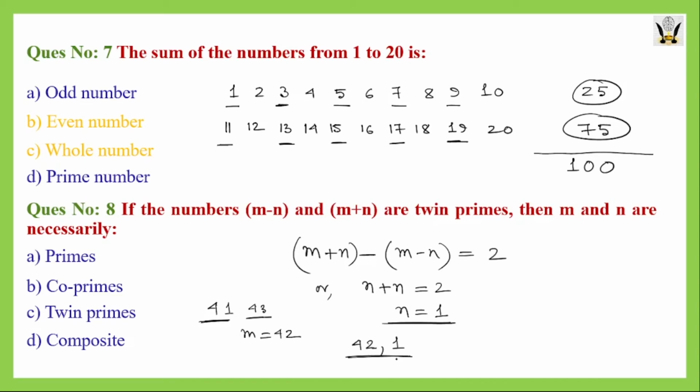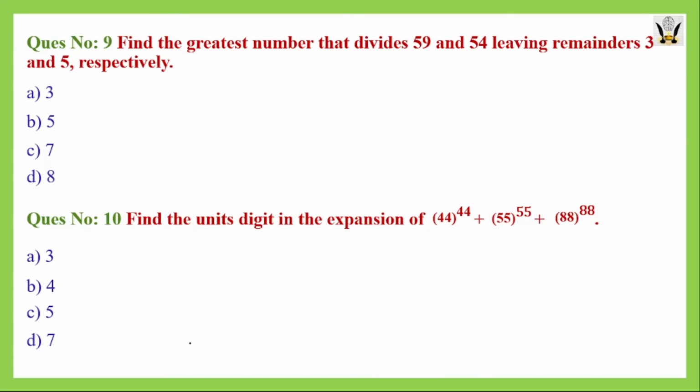what we can see here is they will have only one common factor. As the value of n is always 1, they will always have one common factor, which is 1. And if between two numbers there is only one common factor, which is 1, then those two numbers are called co-primes. Now if we move on to the next problem sum, it says: find the greatest number that divides 59 and 54, leaving remainders 3 and 5 respectively.